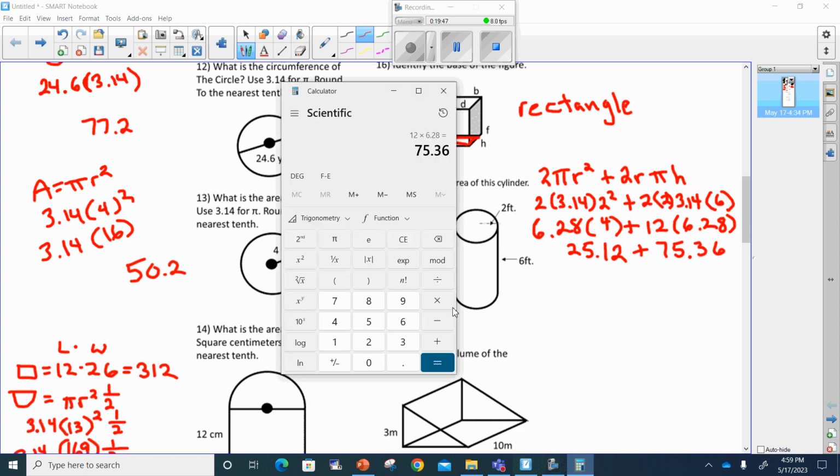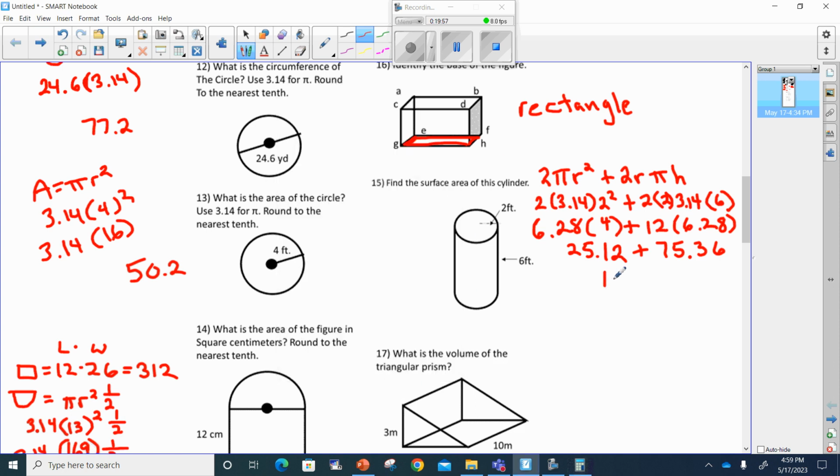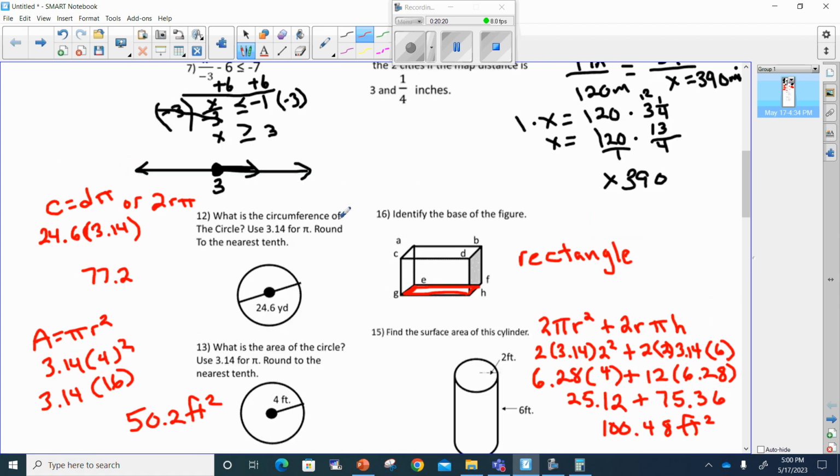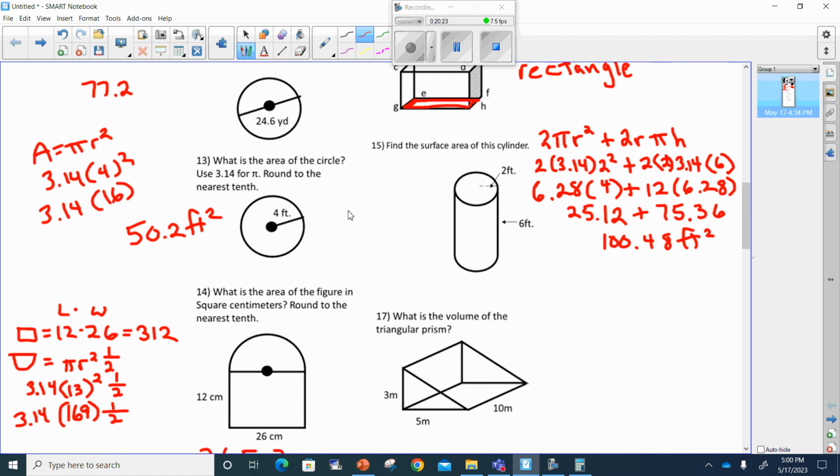When I add these 2 together, that equals 100.48. Remember this is feet, so it's 148 feet. And since this is area, it's squared. And let me not forget over here, this is also feet. So this again will be feet squared. I don't think the rest of these were talking about area, so I think we're good. All right, let's go on to number 17.